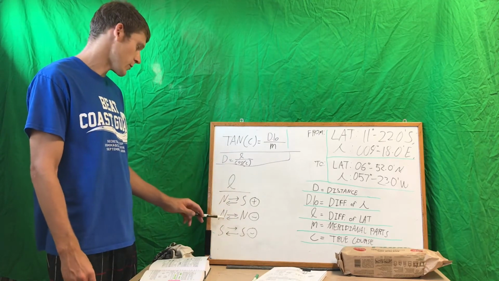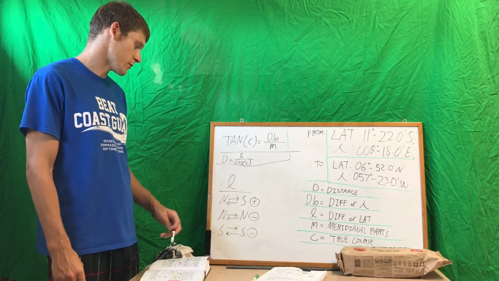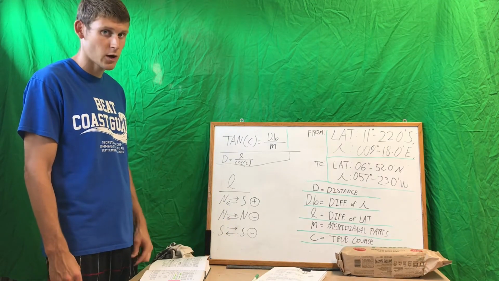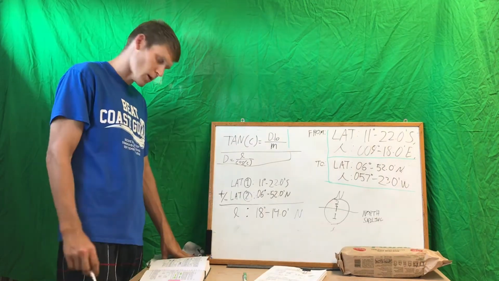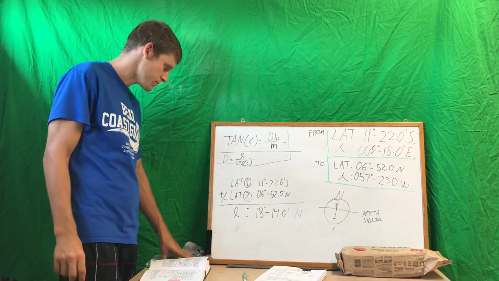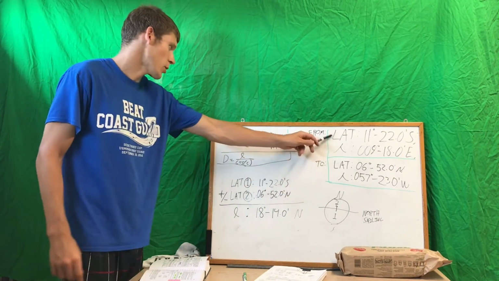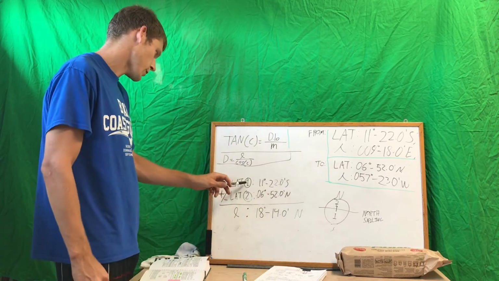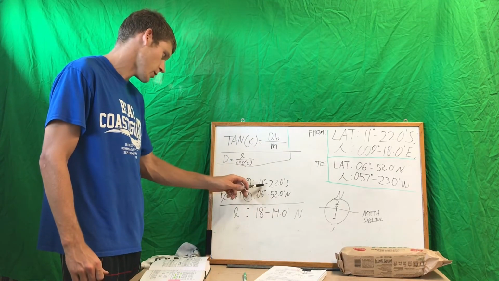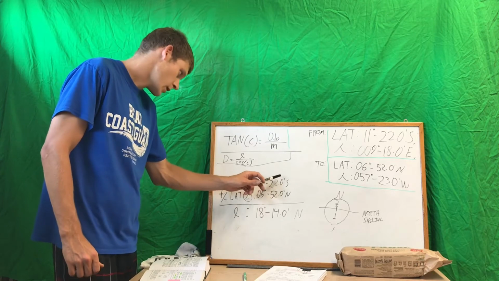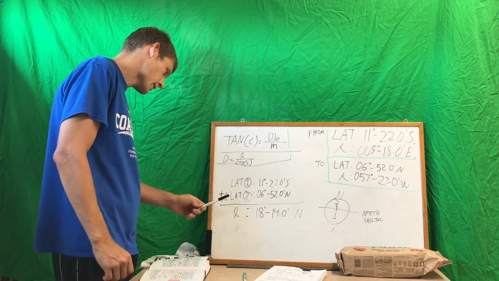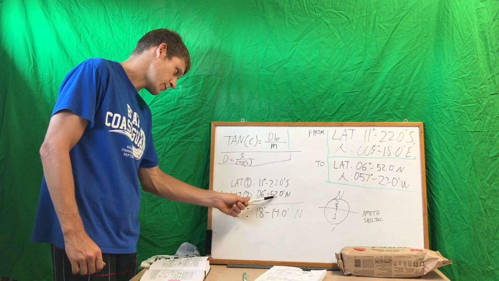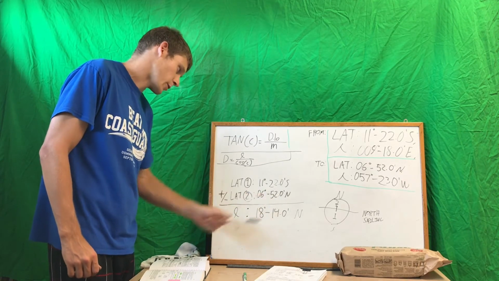When you're sailing from a north latitude to a north latitude, or a south latitude to another south latitude, you're going to subtract. So, with that note in mind, we're going to take where we're going from and where we're going to. I put latitude 1, where we're from, was 11 degrees, 22 minutes south. And latitude 2, where we're going to, is 06 degrees, 52 minutes north.